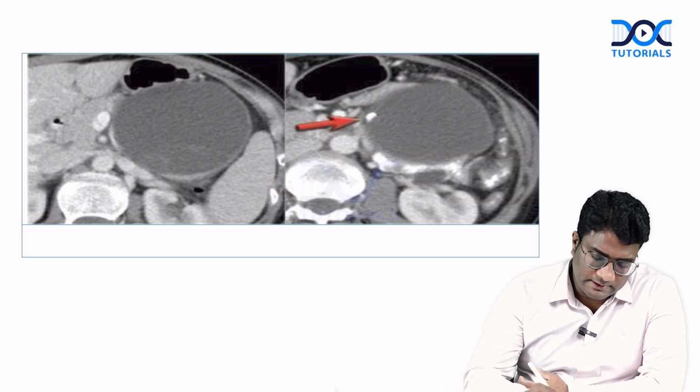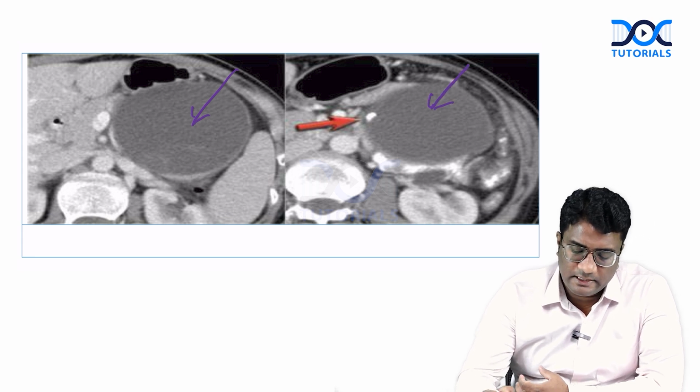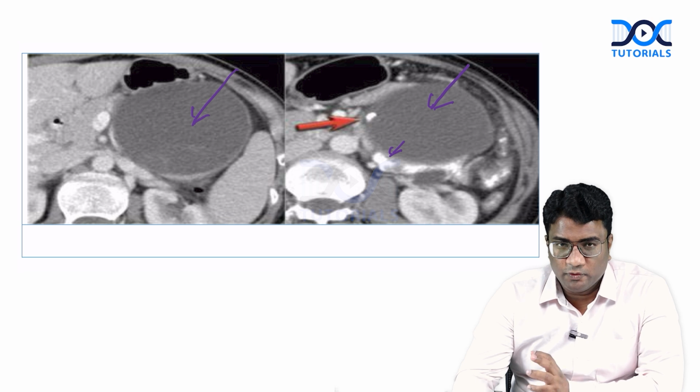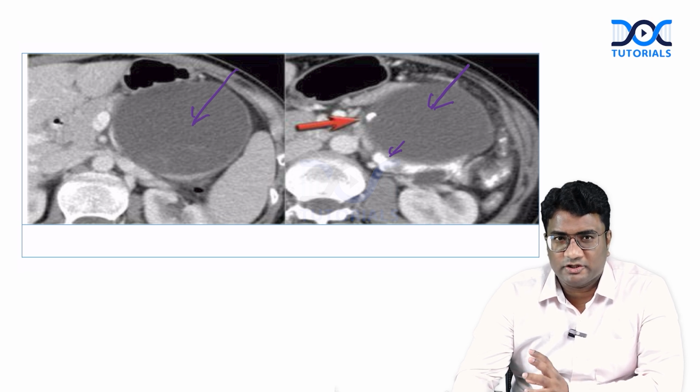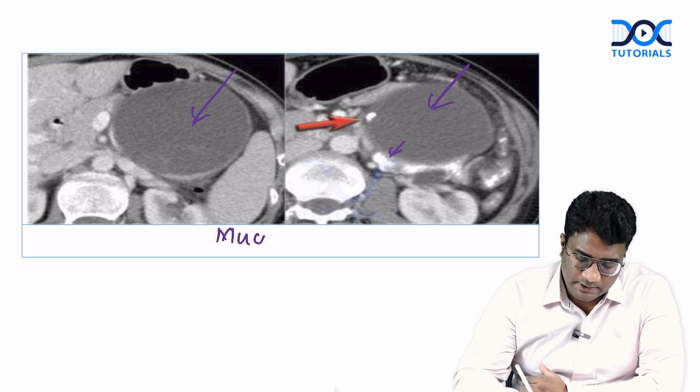So, here you can see a unilocular lesion in the body and tail of pancreas with a rim of calcification, right, peripheral rim of calcification, in the mother's age group. All of this is mucinous cystadenoma.